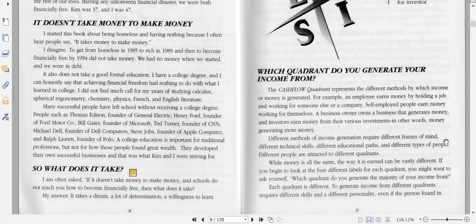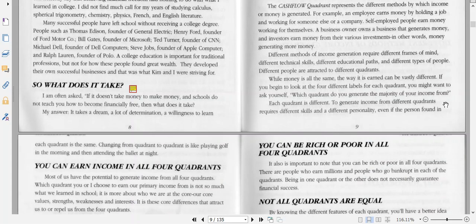Different methods of income generation require different frames of mind, different technical skills, different educational paths, and different types of people. Different people are attracted to different quadrants. While money is all the same, the way it is earned can be vastly different. If you begin to look at the four different labels for each quadrant, you might want to ask yourself, which quadrant do you generate the majority of your income from?